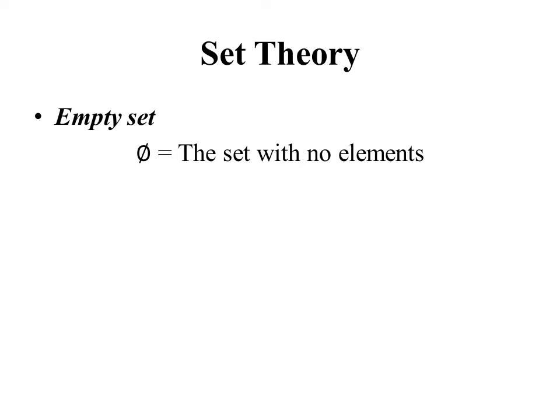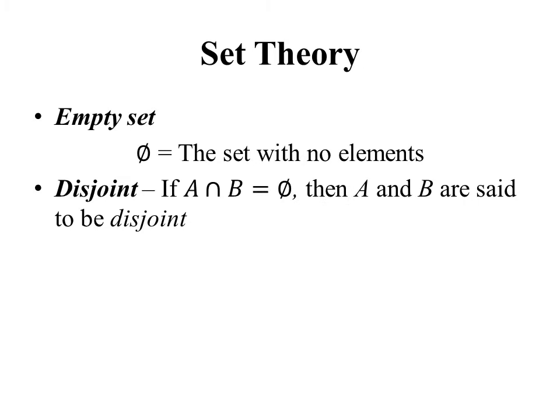Next idea is the empty set. Looks like this is denoted with this symbol, which looks kind of like a 0. And the empty set is a set with no elements. Next idea is the idea of disjoint. If A intersect B equals the empty set, then A and B are said to be disjoint.